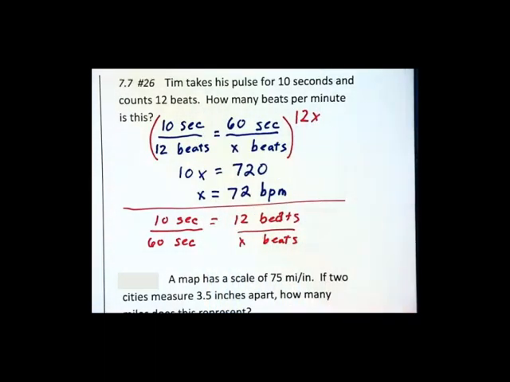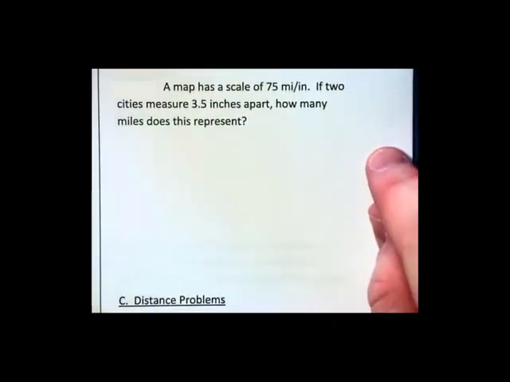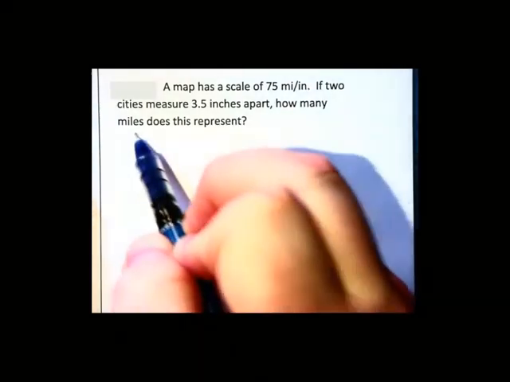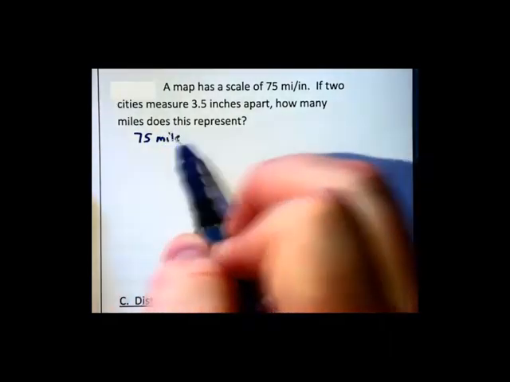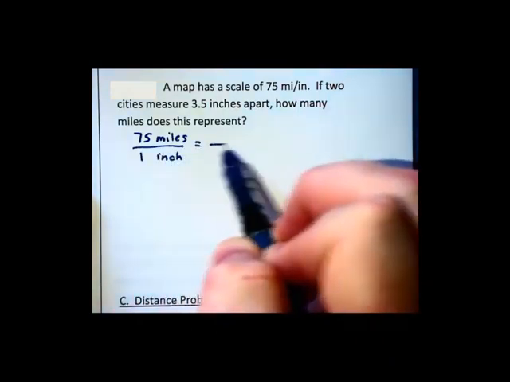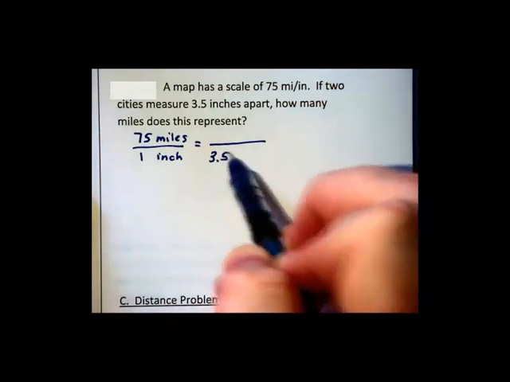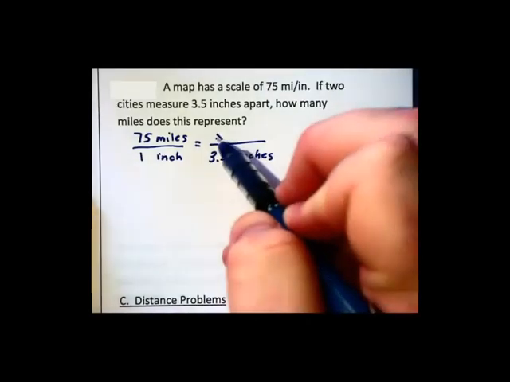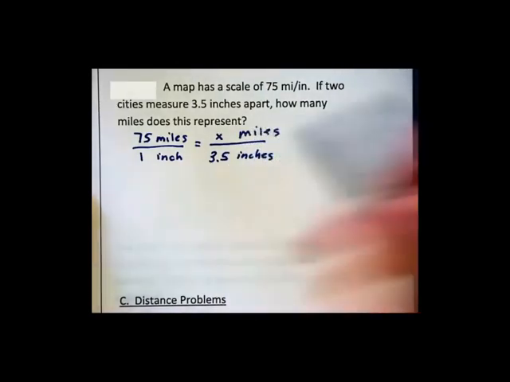Now, a map problem is a very typical type of problem involving proportions, because you have something on a small scale and something on a large scale that it represents that are supposed to be in proportion to each other if the map is drawn correctly. So I'm going to say that 75 miles matches with 1 inch. If two cities are 3.5 inches apart, notice what I've done there. I've lined up the word inches. How many miles, x miles, does that represent?